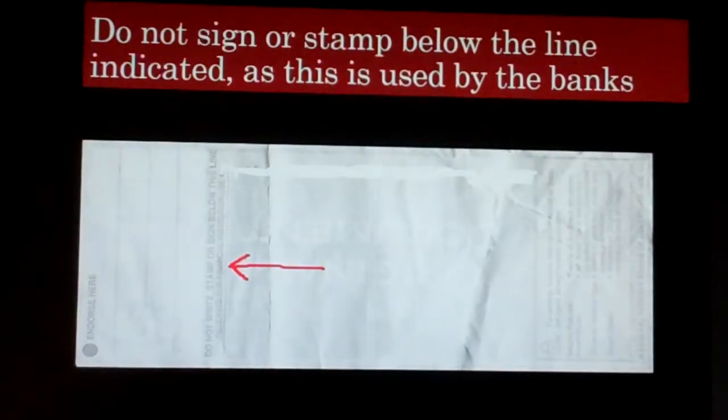Do not sign or stamp below the line indicated, as this is used by the banks. You may not be able to see this too well, but there's a line where they say do not write or stamp below this line, as it's reserved for financial institution use.